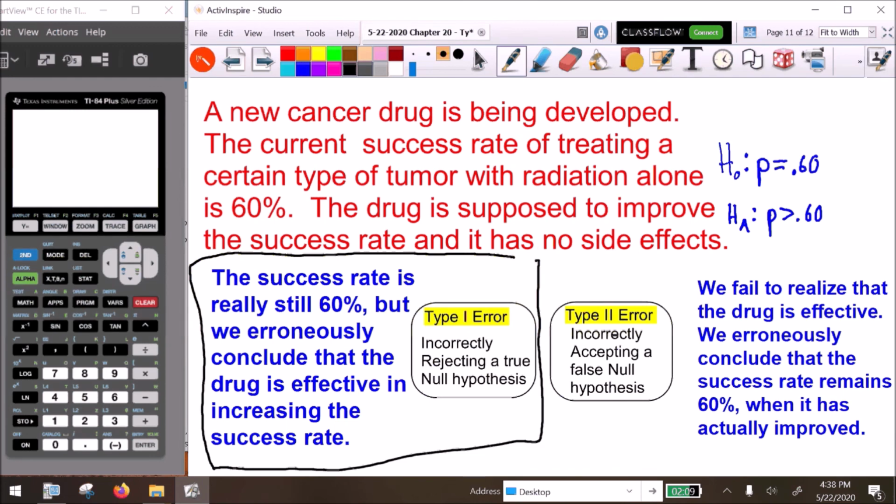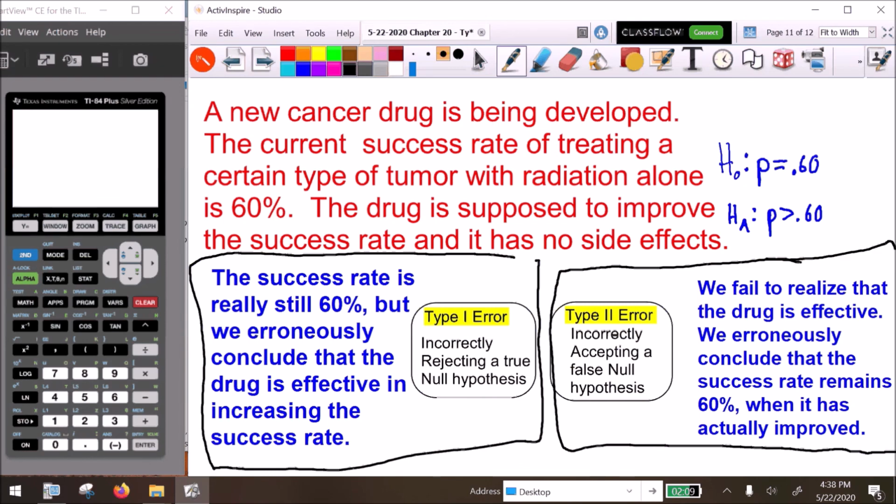We fail to realize that the drug is effective. We erroneously conclude that the success rate remains 60% when it is actually improved.